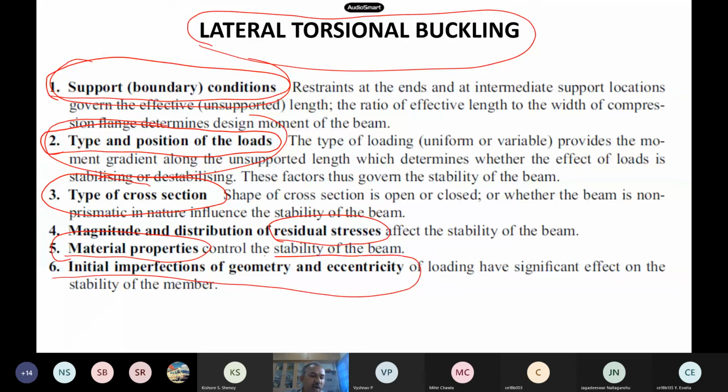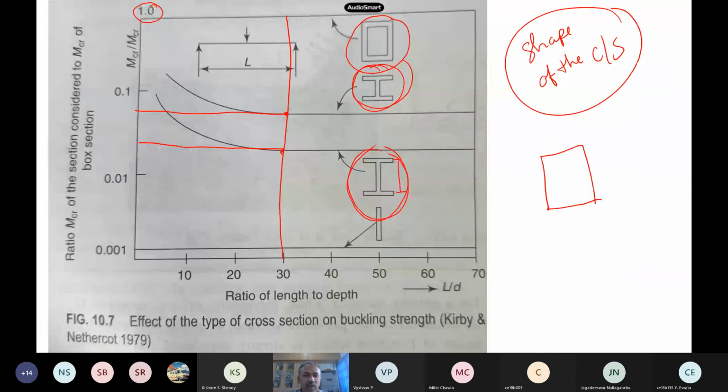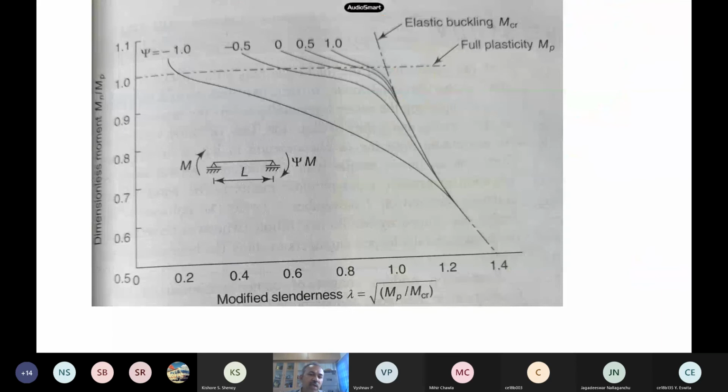Imperfections are a very dangerous kind of thing. Already the beam is ready for LTB. Say you already have some type of imperfection, like the beam is not straight, or some small eccentricity in the loads, then the LTB effect increases like anything. So these are some of the things which control lateral torsional buckling.